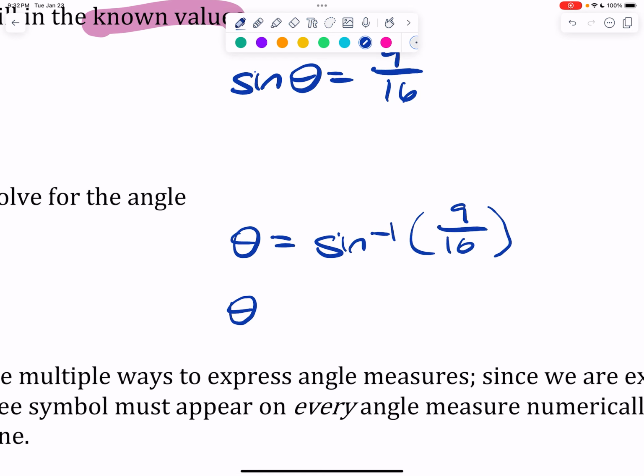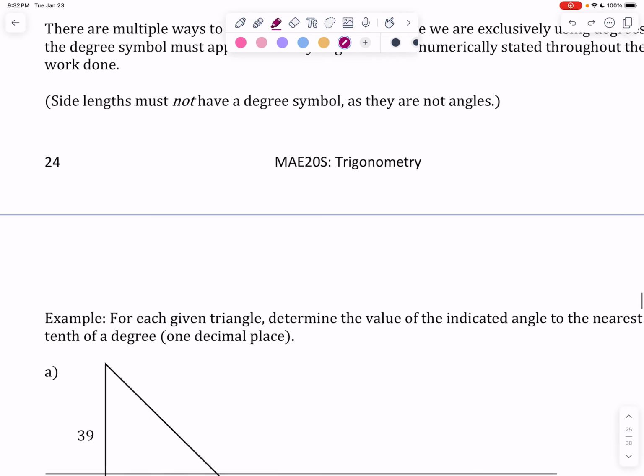And we put that into our calculator. Second sine, oops, I saw that domain error. Second sine of 9 divided by 16 yields 34.2 degrees-ish. And that is that. And again, making sure we put that degree symbol there. Don't omit that.